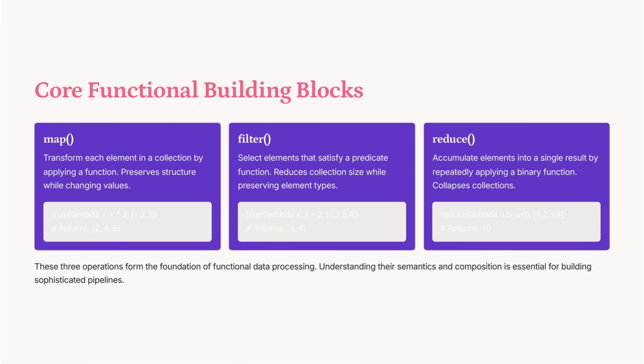Map, filter, and reduce are core functional building blocks. Map applies a function to each element, transforming values while preserving structure. Filter selects elements based on a predicate, reducing size but maintaining types. Reduce accumulates elements into a single result using a binary function, collapsing collections. Mastery of these operations is crucial for sophisticated data pipelines.